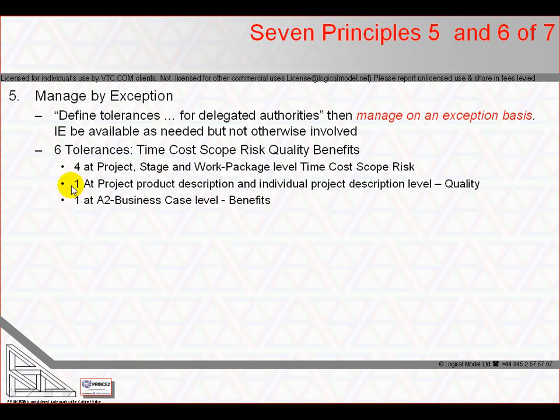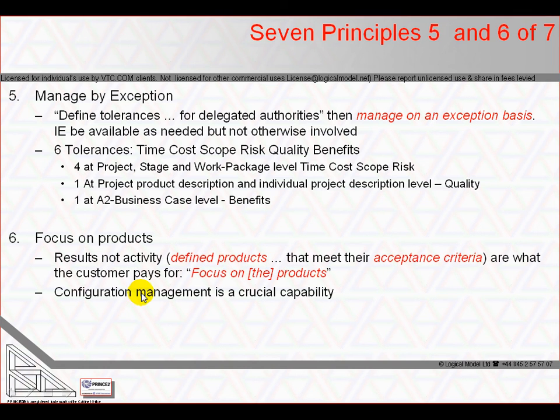Of the 6 tolerances, 4 of them, time, cost, scope and risk, are managed at project stage and work package level. Quality is applied at the level of the project's overall result, and each work package's included individual product descriptions, while benefits tolerance is managed at project level through updating of the business case and the project board's reassessment of the benefits to be received.